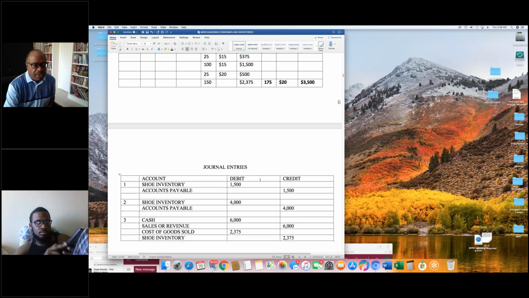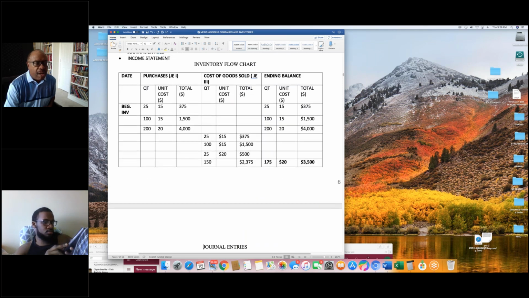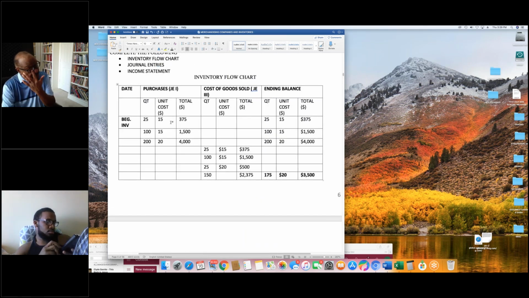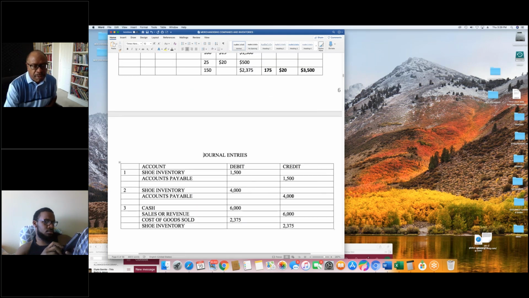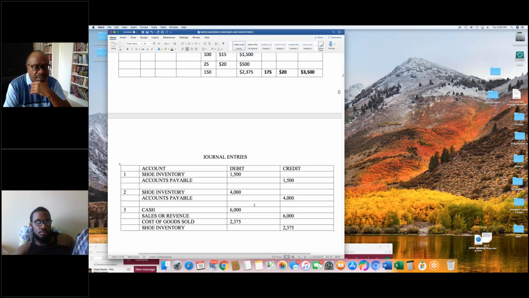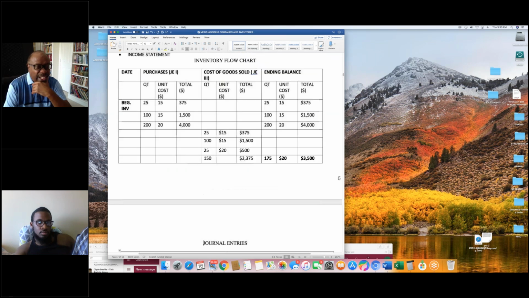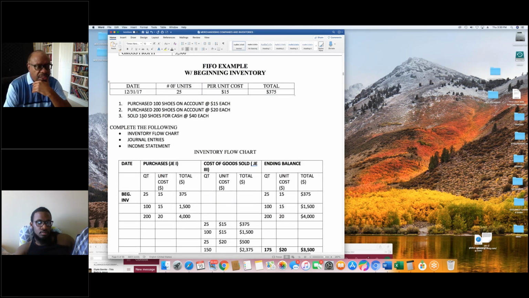First of all, we make the journal entries for the 2 purchases. Now we already made this journal entry because we already have those on hand. So we make the 1,500 in the purchase, and then we debit cash, credit sales revenue for 6,000. Where does that 6,000 come from? Where did the 150 come from? That comes from 150 pairs of shoes sold for 40 each.